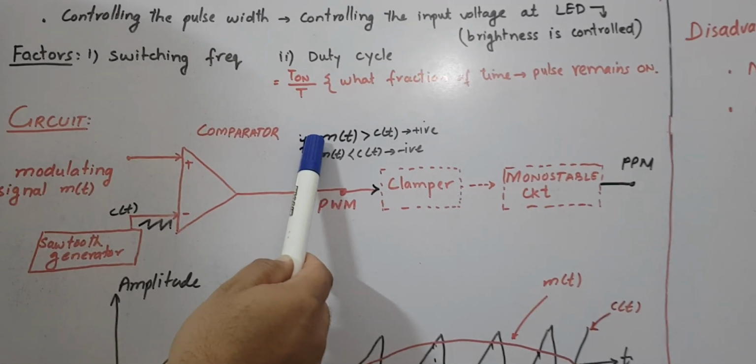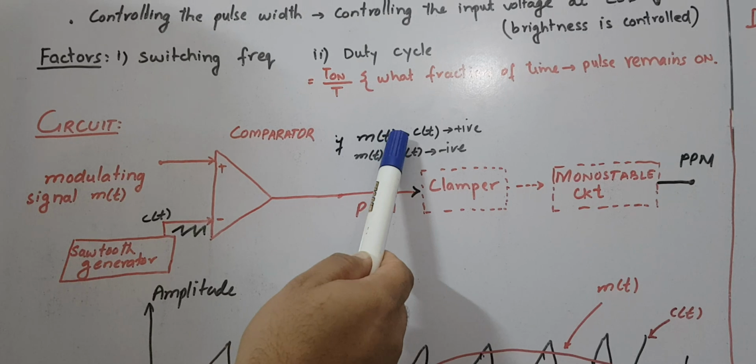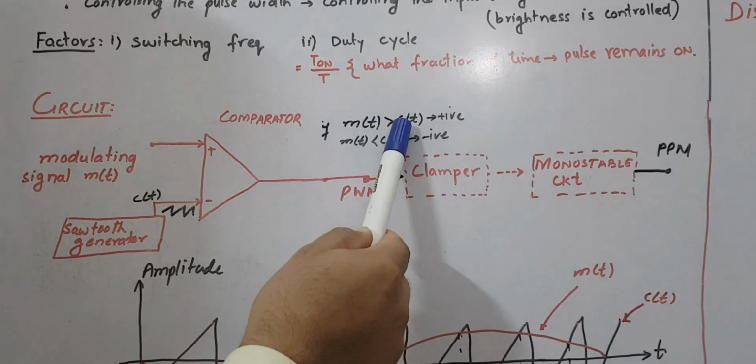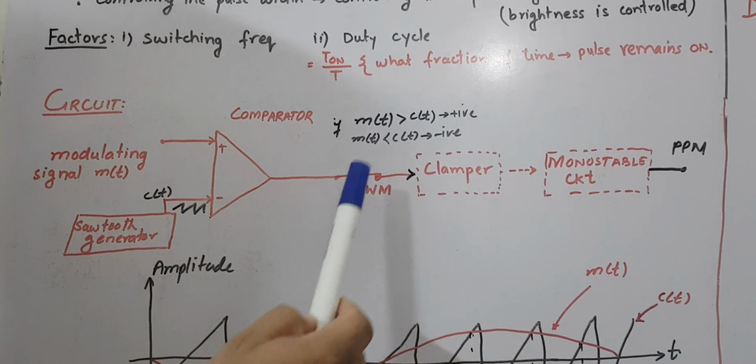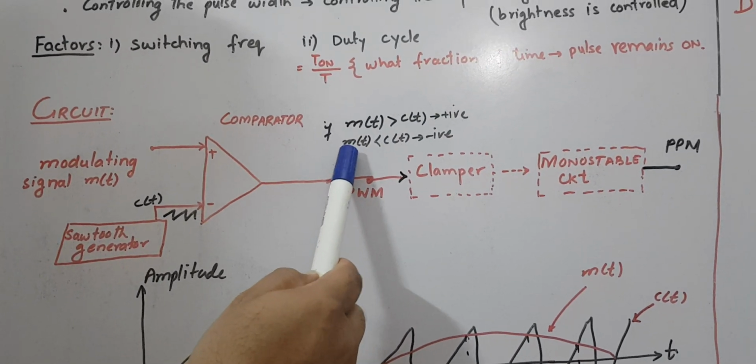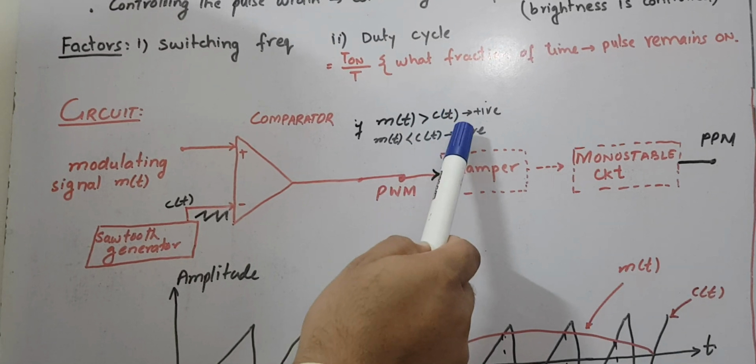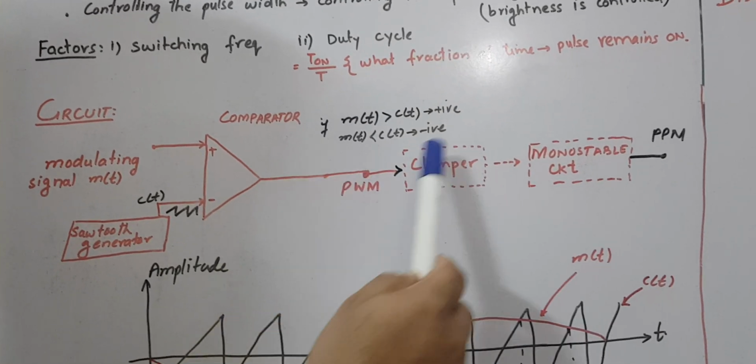What is the condition? If the amplitude of the modulating signal m(t) is greater than c(t), the sawtooth generator pulse, then the output will be positive. But if m(t) is less than c(t), then the output will be negative. So this is the phenomenon.